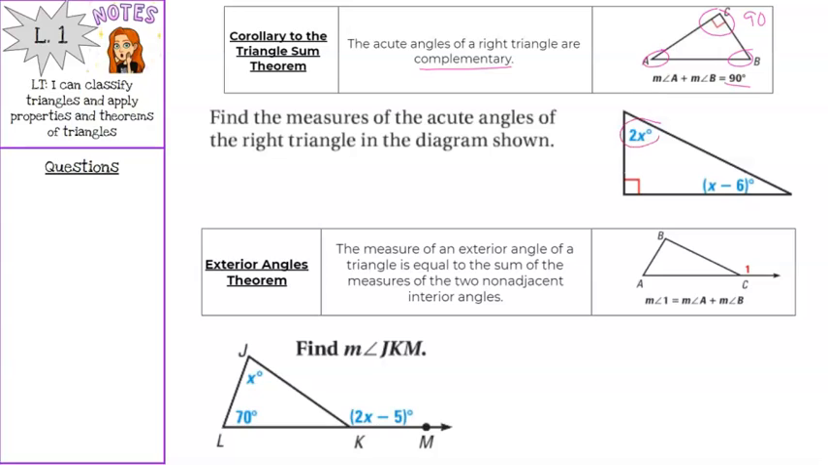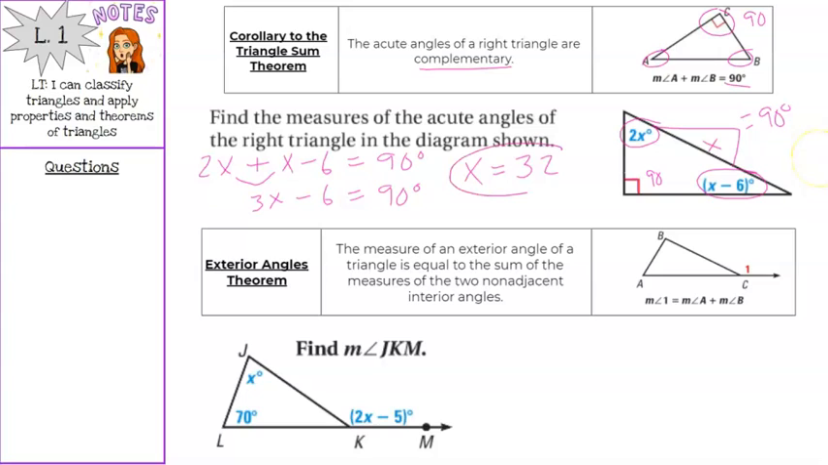So we want to know what the measure of this angle is and the measure of this angle is. Since it is a right triangle, we know that this angle is 90 degrees, meaning that these two angles are going to add to equal 90 degrees. They're going to be complementary. So I can set up an equation, 2x plus x minus 6 equals 90 degrees, and I can solve that equation. 2x plus x is 3x minus 6 equals 90 degrees. I would like you to solve the rest of that equation in Edpuzzle.